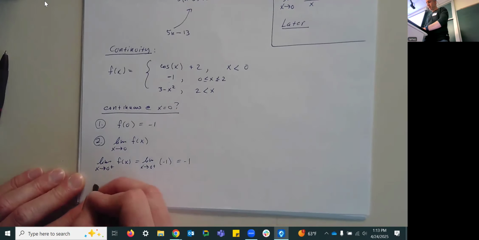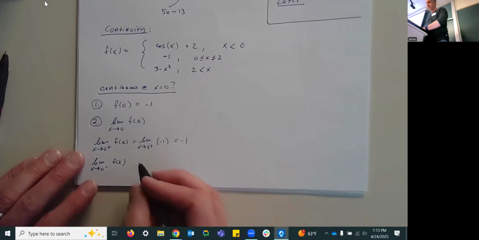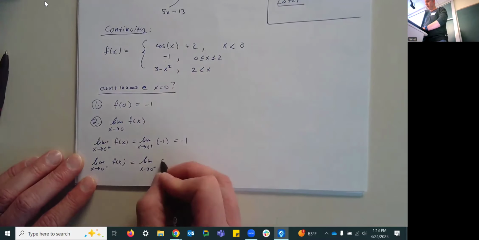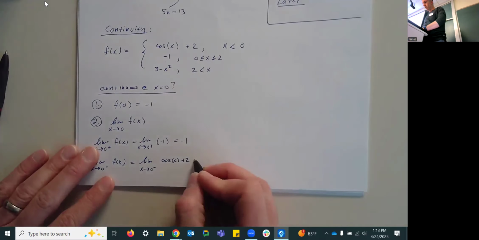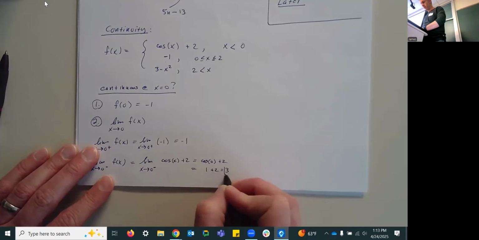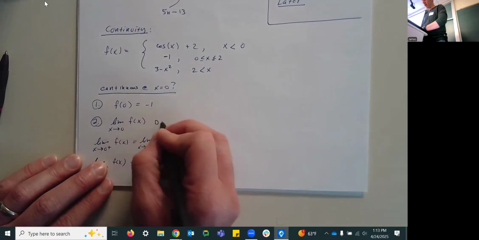On the other side, if we look at the limit as x approaches 0 from the left-hand side of f of x, now we have to use the piece of the function where x is less than 0. That's going to be the top part. So it's the limit as x approaches 0 from the left of cosine of x plus 2. Most of the time, not all the time, for these piecewise functions, you can take the one-sided limits just by plugging in. It's not like some weird 0 over 0 thing that you've seen in other limits. That's the case here. We're just going to get cosine of 0 plus 2, which is equal to 1 plus 2, which is 3. But that's not the same as -1, which means the limit as x approaches 0 of f of x does not exist.